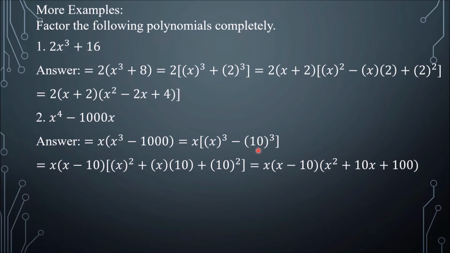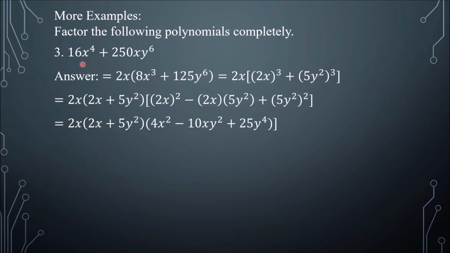Now following second form, we have x times x minus 10, that's x and 10, a minus b. Then x squared plus, because this is minus, so this is plus. So x times 10, that's ab. And then b squared, 10 squared, because b is equal to 10. So simplifying that, we have x times x minus 10, x squared, x times 10 is 10x, 10 squared is 100. So that's the factored form of number 2.